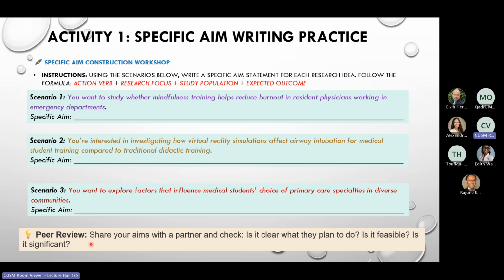So run it by a trusted colleague or someone that has expertise in those areas or expertise in writing specific aim statements.